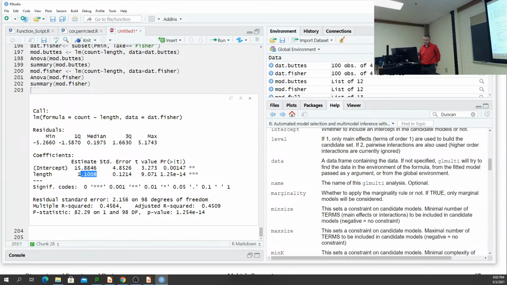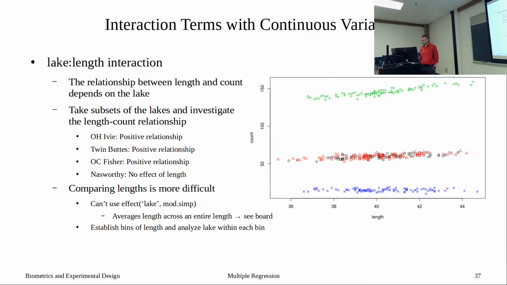Now we have that type of relationship. So for a 1 unit increase in length, we're having a 1.1 increase in count. And we would repeat this for the other lakes. For a real life analysis, we would probably stop there, because we would recognize that that is the relationship we're interested in, the one we're focused on. But this isn't a normal class.